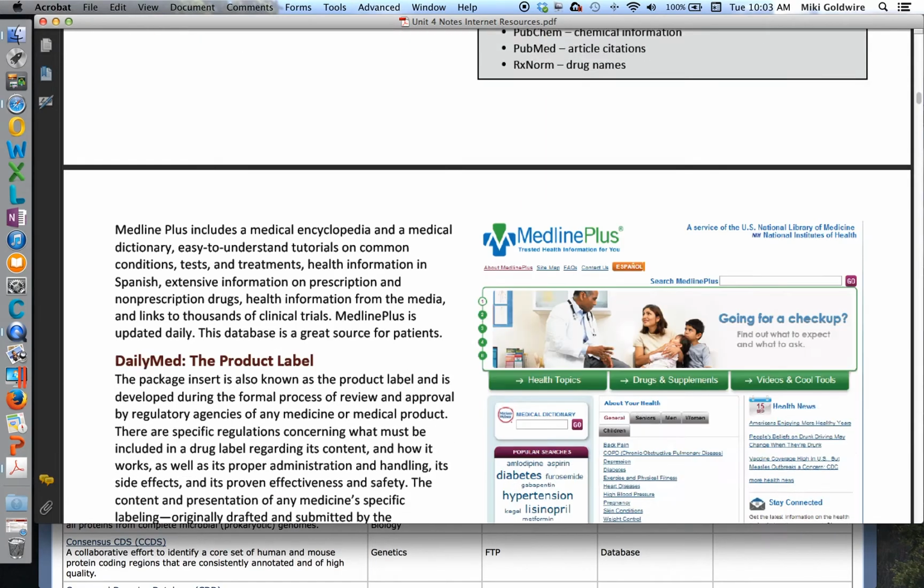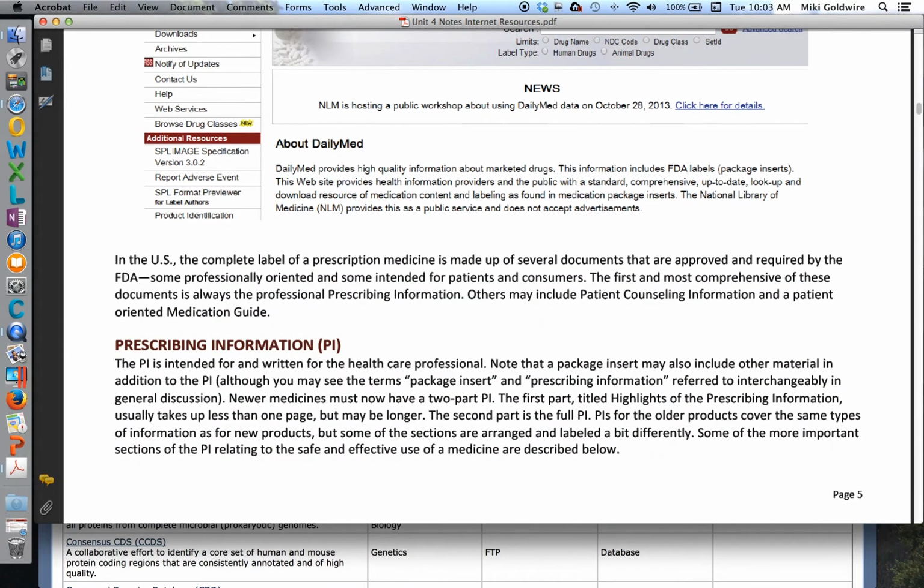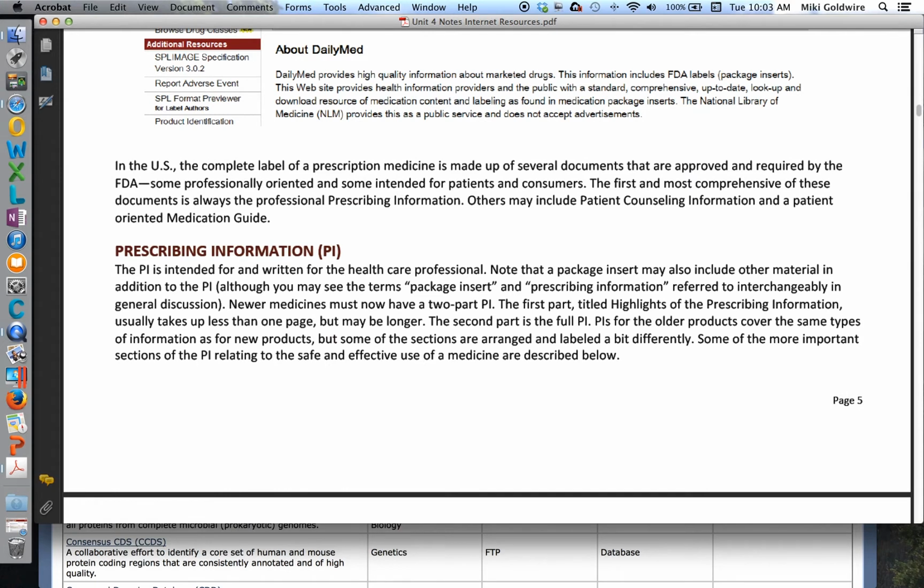Again, it's important you understand package inserts and what they are, because they are a source of drug information. The package insert is intended for and written for the healthcare professional. Note that the package insert may also include other material in addition to the package insert. Newer medicines have a two-part package insert, and the first part highlights prescribing information, but the second part is also the full PI. Some PIs for the older products cover the same types of information as the new products, but are arranged in different sections.